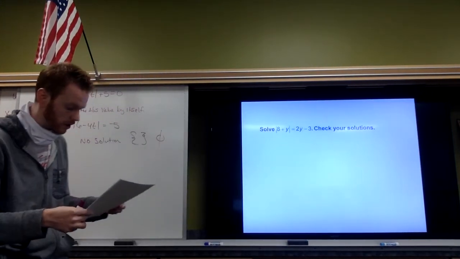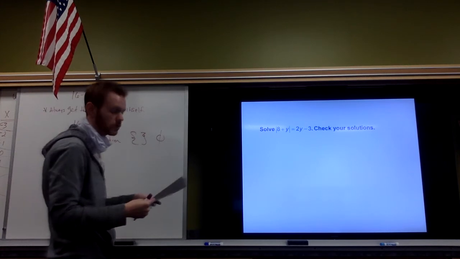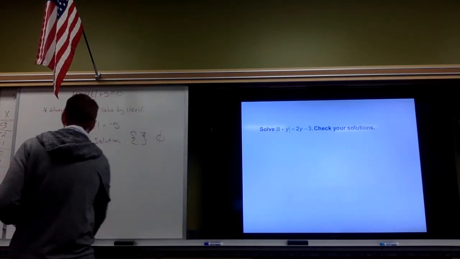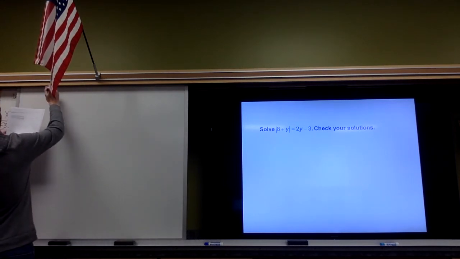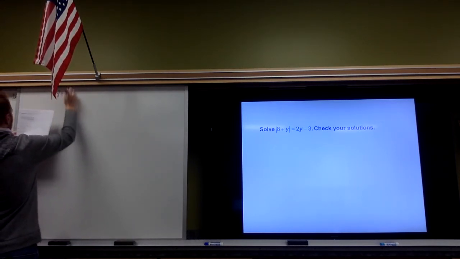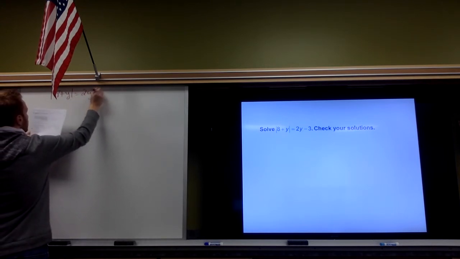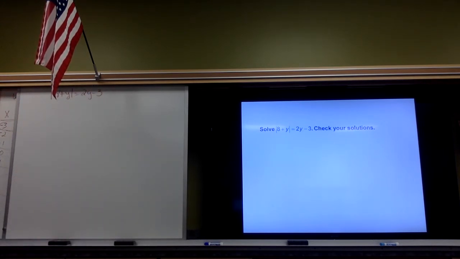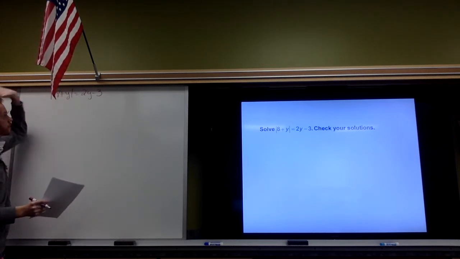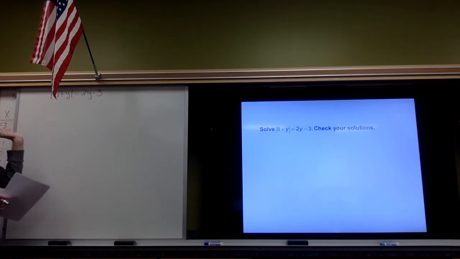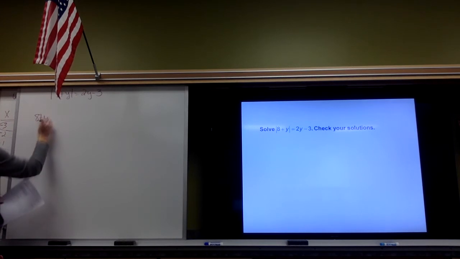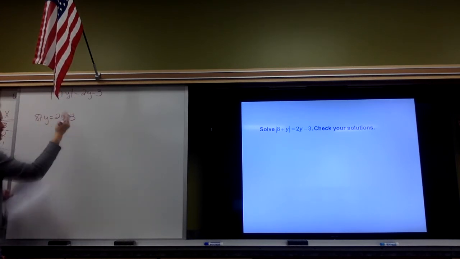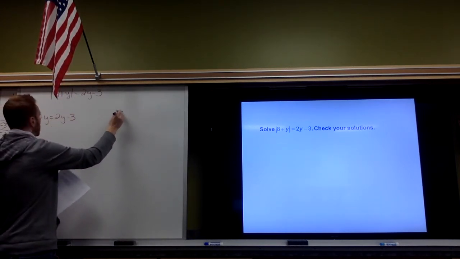So let's go ahead. I have 2 problems that work with this. We're going to solve both of them, and that'll be the end of the lesson. So here we go. Okay, we have |8 + y| = 2y - 3. Now, when you look at this, the absolute value is by itself, right? I don't have to move anything on this side. So now I'm going to separate this into 2 equations. I have the normal approach, right? I don't really change anything. The other side, I make it the opposite.